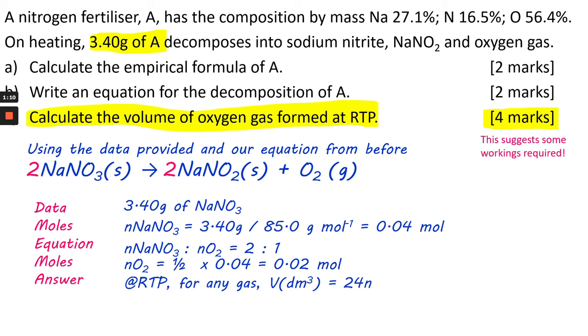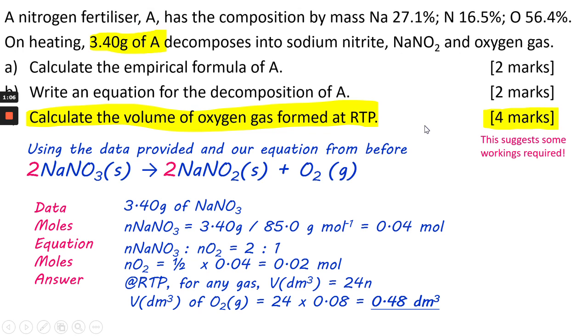And at room temperature and pressure, so looking here, at room temperature and pressure for any gas, the volume in decimeters cubed is 24n, so therefore it's 24 times 0.02 equals 0.48 decimeters cubed. Or you could say 480 centimeters cubed using V equals 24,000 n.